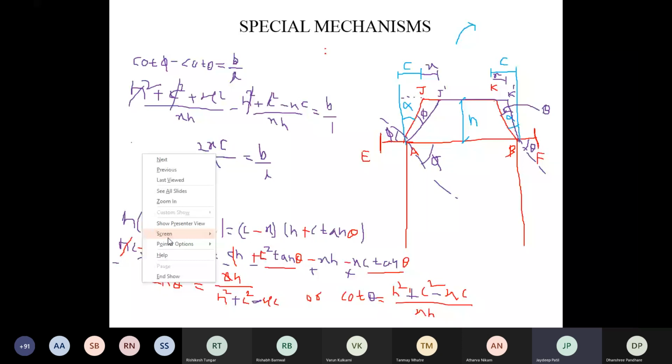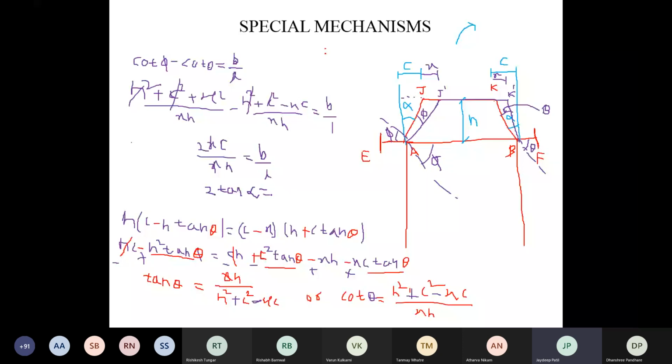Again here, which term gets cancelled? X gets cancelled. X, C by H means what? C by H, 2 tan, tan what? Alpha. Correct. Tan alpha is equal to B by L.